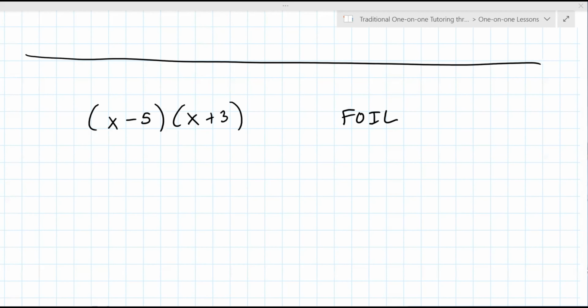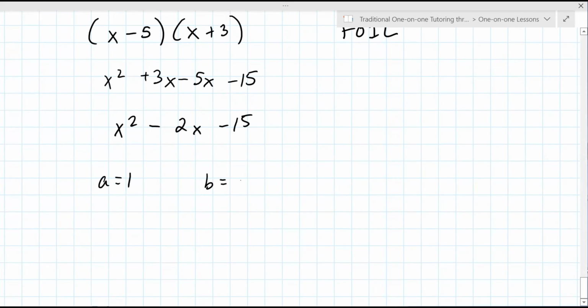Okay, so give me your simplified answer. You've got to combine that minus 5x and that 3x. What's your final answer? x squared minus 2x minus 15. Good. Okay. Now, can you tell me the value of A, B, and C? A is 1, B is minus 2. Okay. And then C is minus 15.